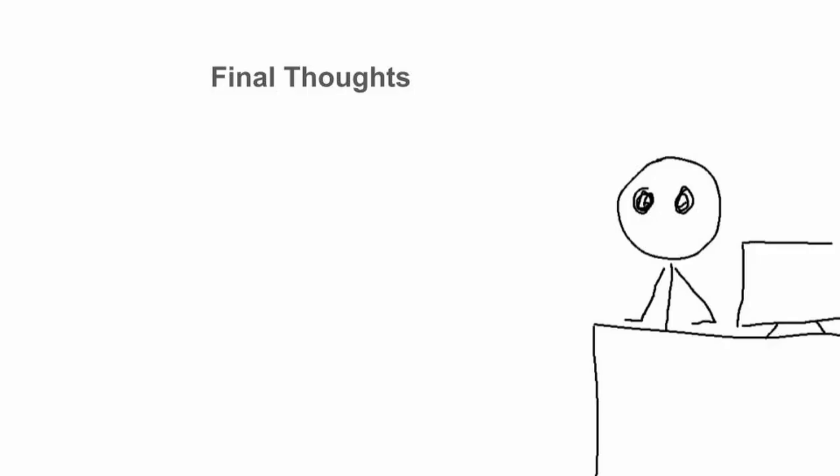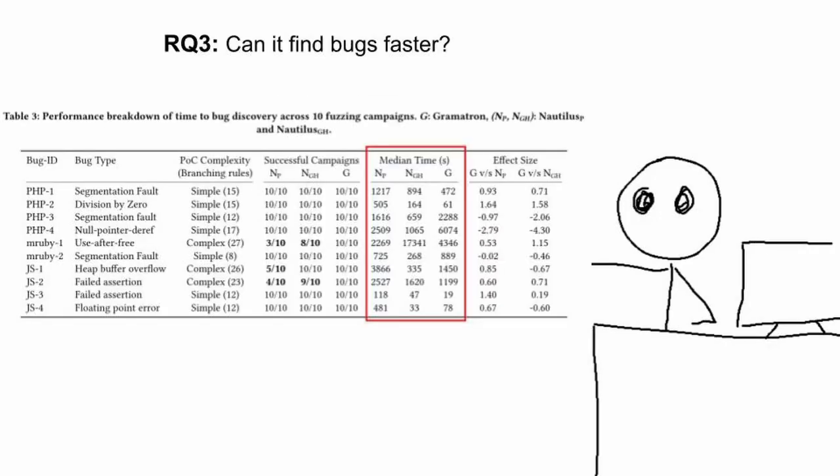I think one possible extension for the future is highlighting the benefits of the parse tree that we saw in the median time table in research question 3. We saw that generally Gramatron was faster, but in those instances in which the bug was localized to a super specific part of the grammar, the parse tree implementation in Nautilus was faster. And I think that could be an interesting place to explore.